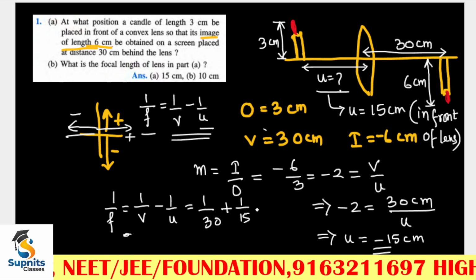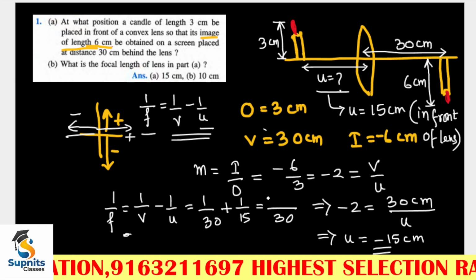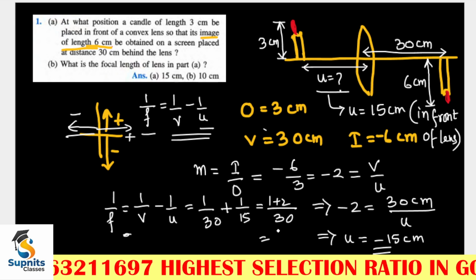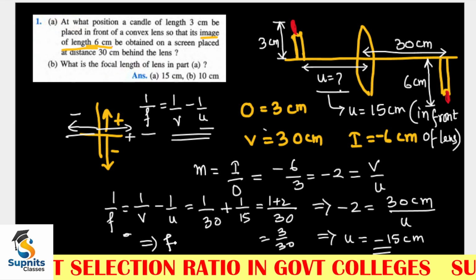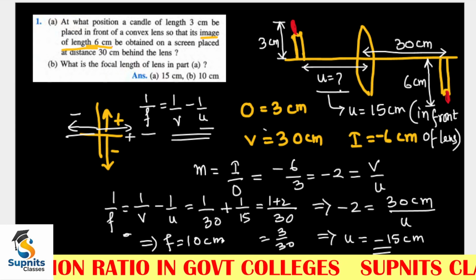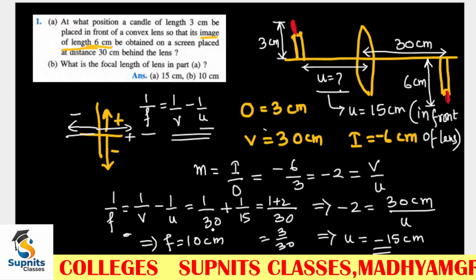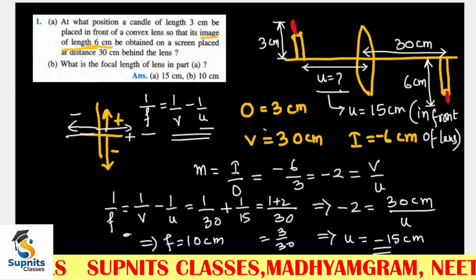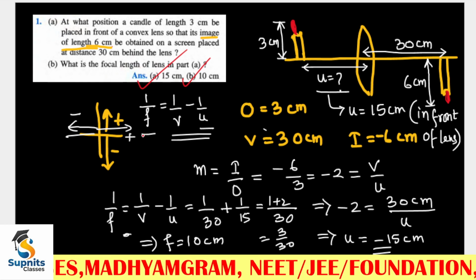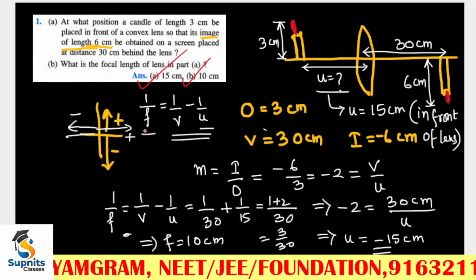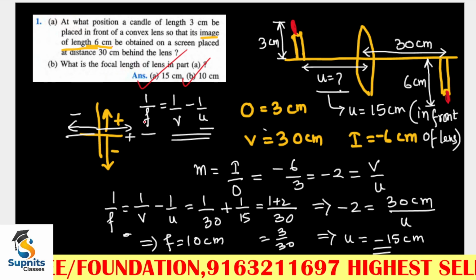So this solution now will do. 30 will be the LCM, 1 plus 2, so that is 3 by 30. So focal length will be 10 centimeter. So everybody got the 10 centimeter answer, I guess. So 10 centimeter is the focal length, which is correct because here it is correct, here it is correct. So both the answers are matching. So I hope everybody understood this. We will proceed to the next problem after it is done.